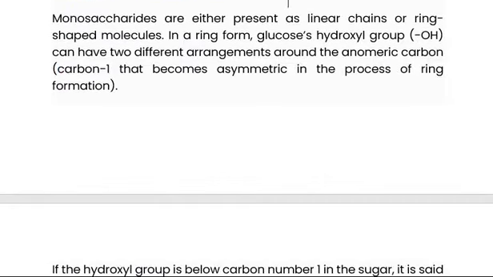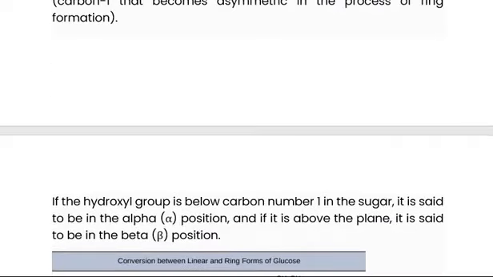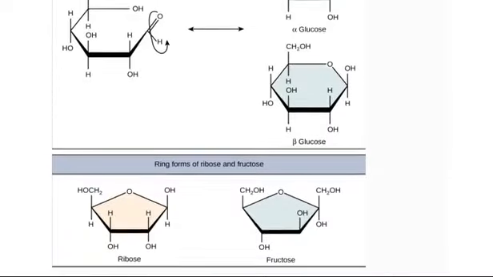Structure of monosaccharide is the next thing we want to look at. Monosaccharides are either present as linear chains or ring-shaped molecules. In a ring form, glucose's hydroxy group can have two different arrangements around the anomeric carbon that becomes asymmetric in the process of ring formation. If the hydroxy group is below carbon number 1 in the sugar, it is said to be in the alpha position. If it is above the plane, it is said to be in the beta position.